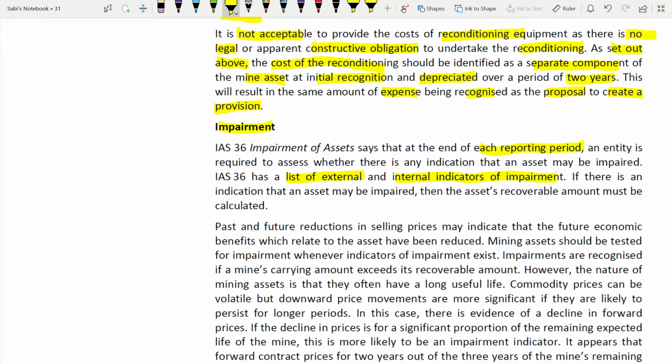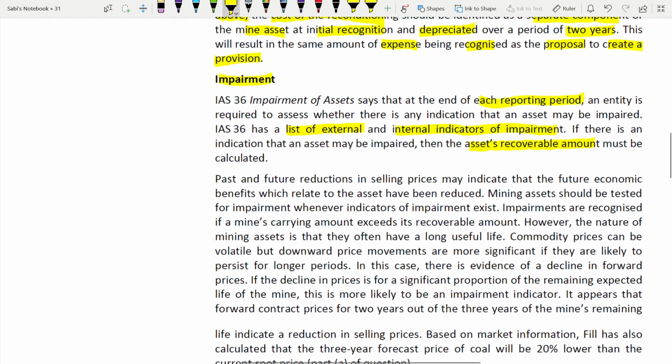If there is an indication that an asset may be impaired, then what should you do? Calculate the asset's recoverable amount. This must be calculated. So now your job is, because you have been told the list of external and internal indicators, you have to say, this reduction in selling price, is it an internal or external factor? If it is a factor, then what should you do? How should you calculate the asset's recoverable amount? All those things you have to write in this paragraph.